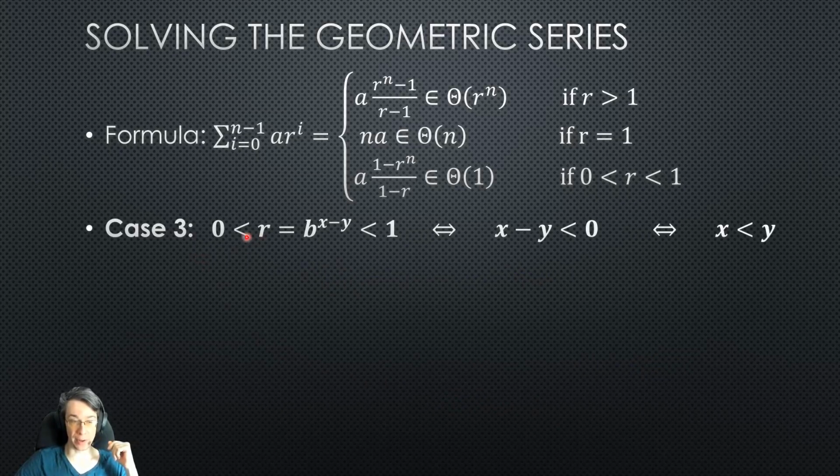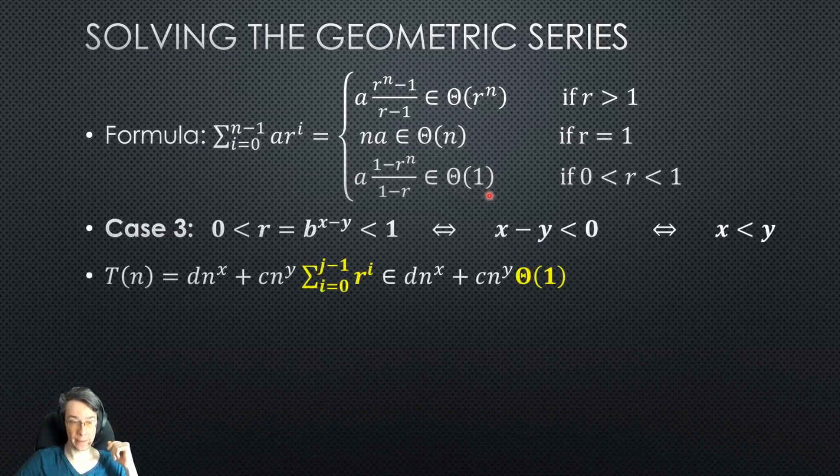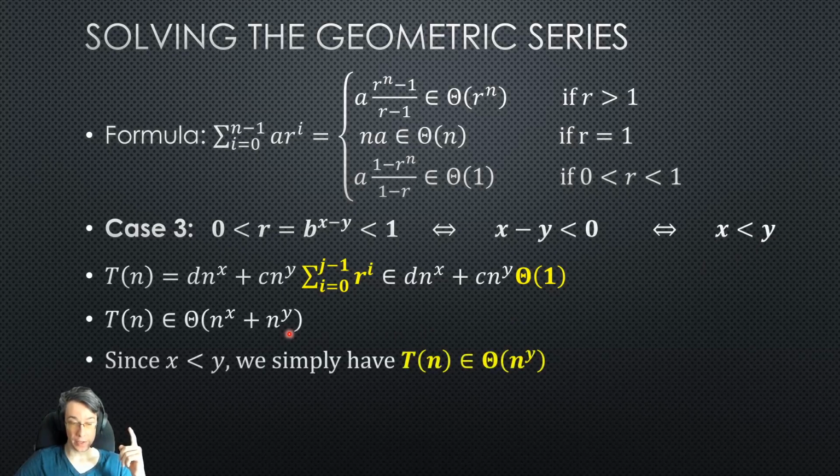So if r is between 0 and 1, then you can see from our geometric sequence expression here that we're going to end up with constant theta 1. Okay, so that means our sum here is going to be constant, and we're going to end up with the expression T of n is in theta of n to the x plus n to the y. And x is less than y, so the n to the y term will dominate. So we're just going to end up with T of n being in theta n to the y.